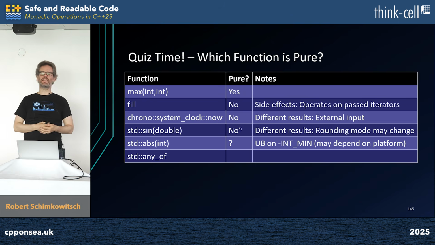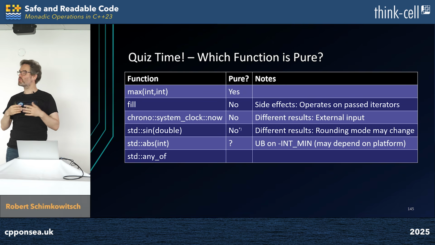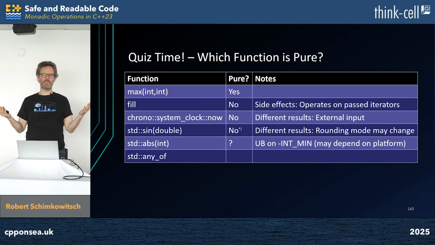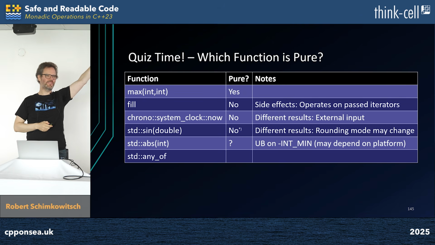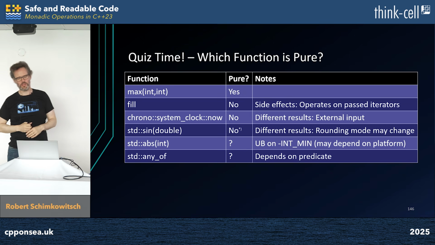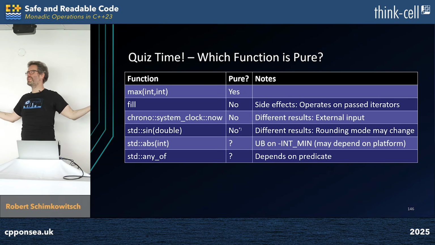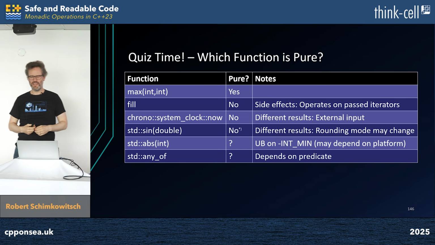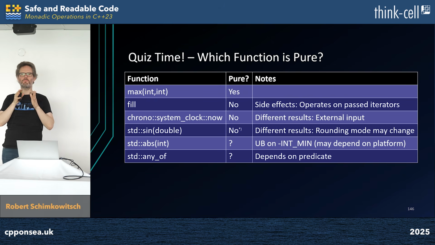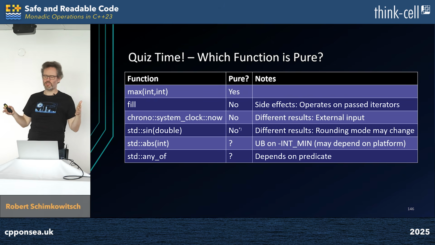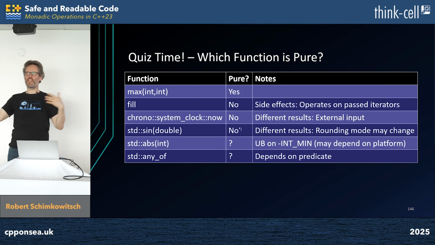Then last, std::any_of, checking if a predicate holds true for any item in a range. Who thinks this is pure? Who thinks this is not pure? Well, this one's interesting because, of course, we depend on the predicate. If the predicate has side effects, so do we. But I would argue that even with a pure predicate, we're reading memory that's outside of our function scope, so that might change while we execute the function. Can we guarantee the lookup table?